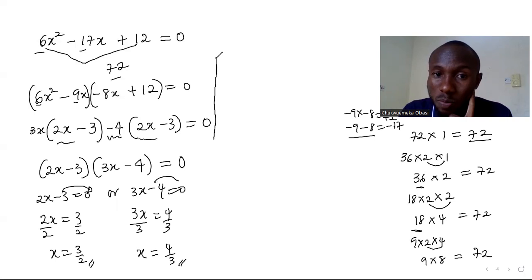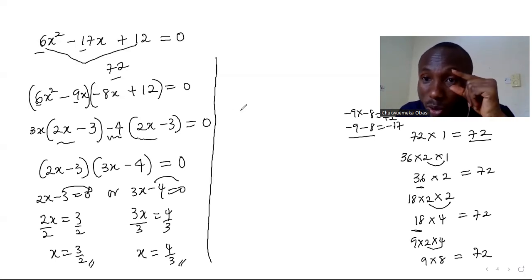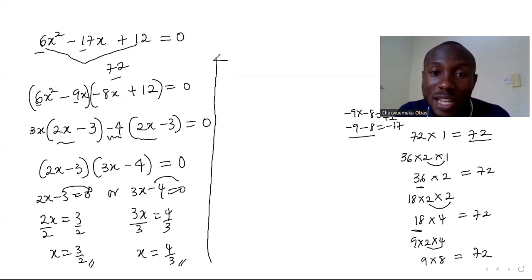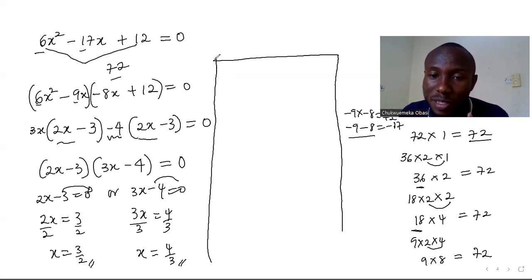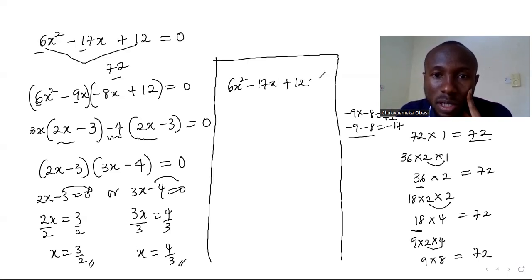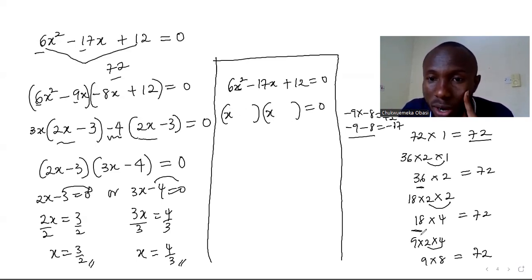This is where I want you to pay close attention. Keep your eyes peeled. All right, so let's go up here and solve this problem. I have 6x squared minus 17x plus 12 equal to 0. We've gotten the two factors we are looking for already, so that one is not a problem. I'm looking for two factors because I'm talking about x, so here will be x and here will be x. What are those two factors? It's -9 and -8. So I plug them right here.